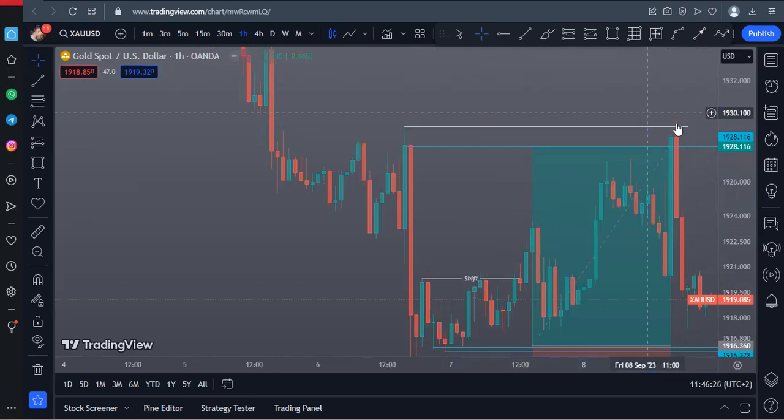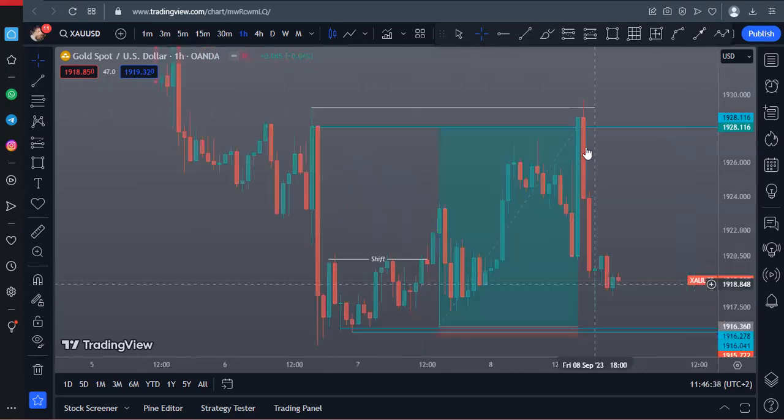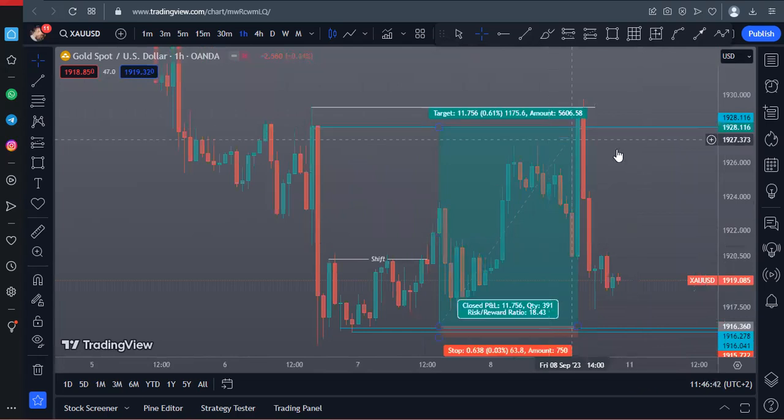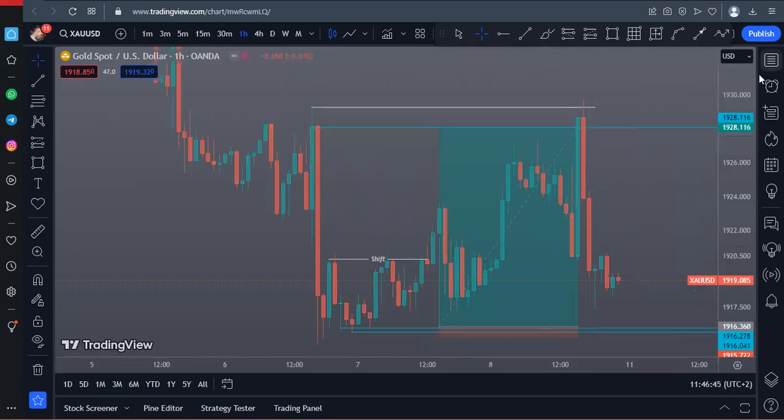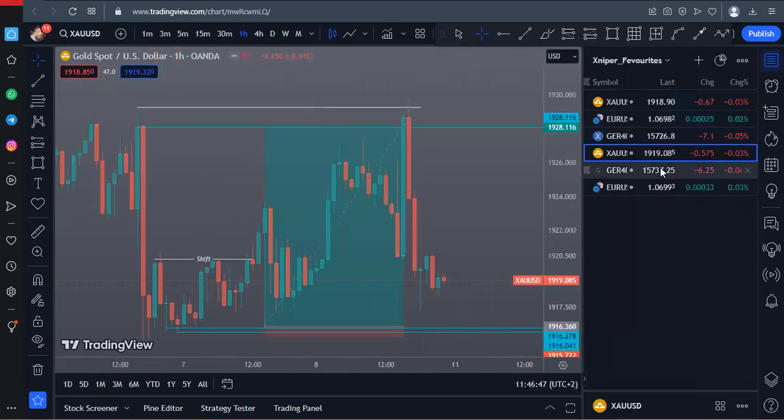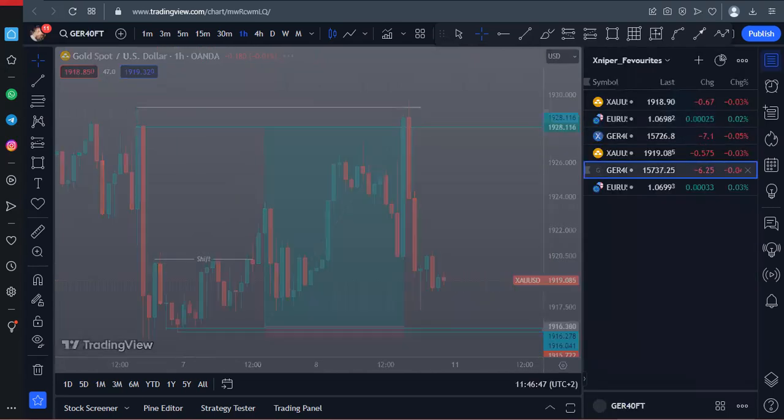It just made a rejection, confirming that this market doesn't want to go all the way up. Only God knows why, but yeah, then it continued going to the downside again. And so this is how I took the entries on gold. So let's go to the next pair, German 40.